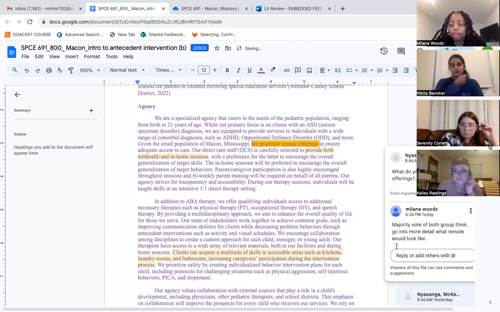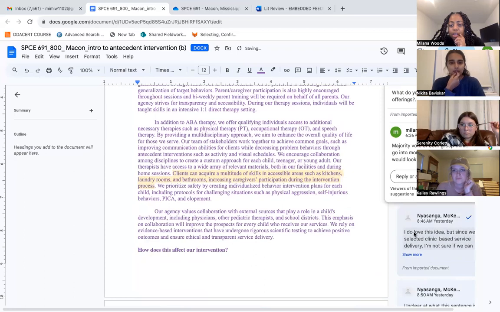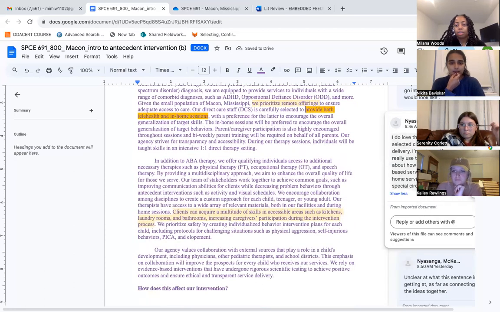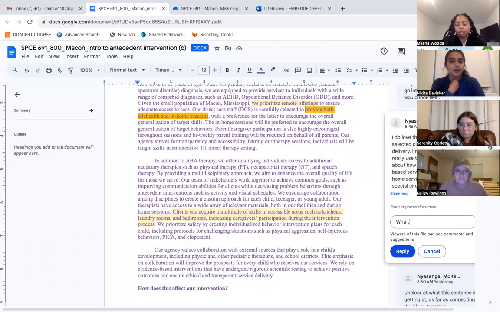Okay, and then this one. I think we were just confused. Are we at the second one, the clients can acquire? I'm looking at the one that says, I do love this idea, but since we selected both clinic service, I'm not sure. Okay, that's similar to the other one. Just trying to figure out what exactly will be remote. Okay, cool.